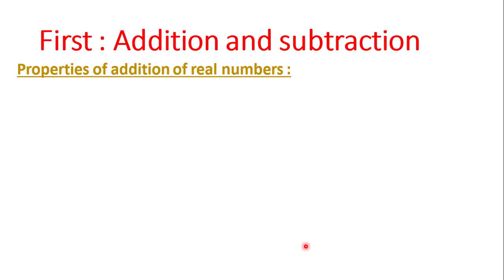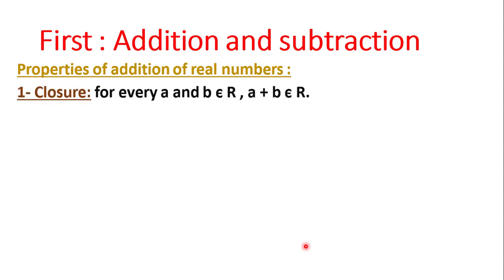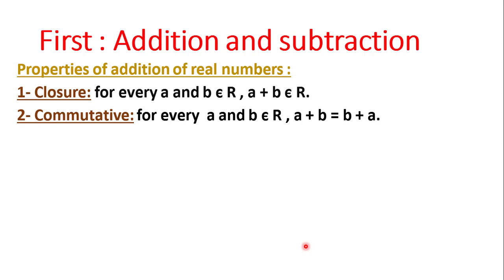The properties of addition in real numbers are the same as in integers, in natural numbers, and in rational numbers. The first one is closure. If you have two real numbers, the result of addition will also be a real number. Commutative, if you have two real numbers a and b, a plus b is the same as b plus a.